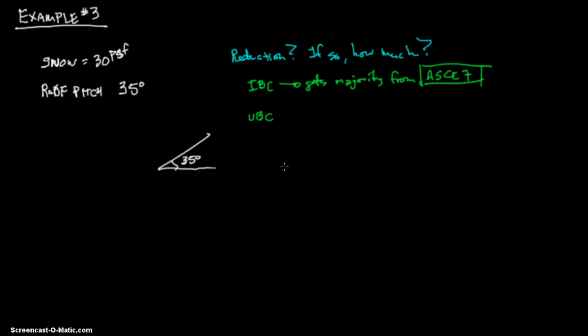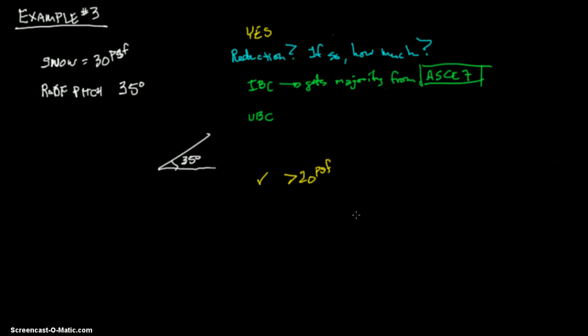So let's go to the above paragraph. It says the Uniform Building Code permits snow loads in excess of 20 pounds. So are we greater than 20 pounds? And the answer is yes. We are at 30. So that's correct. We can use a reduced snow load. So this is yes. Yes, we can reduce. Now let's look how much.